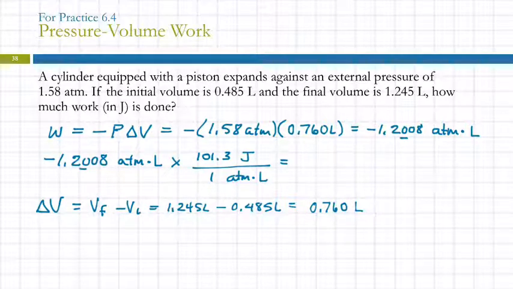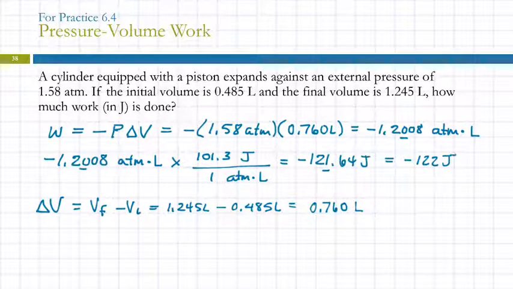And so we do this math, and we get, not 2 minuses, I already did that, negative 121.64 joules with 3 significant figures, so we would round that and say negative 122 joules. The work is negative because the gas did work on the surroundings. Any questions?